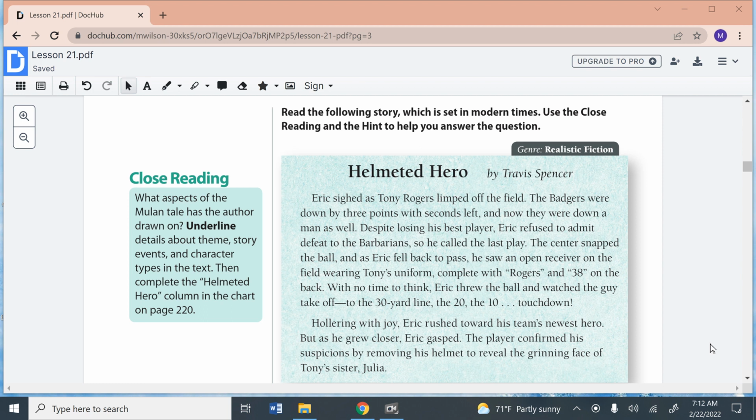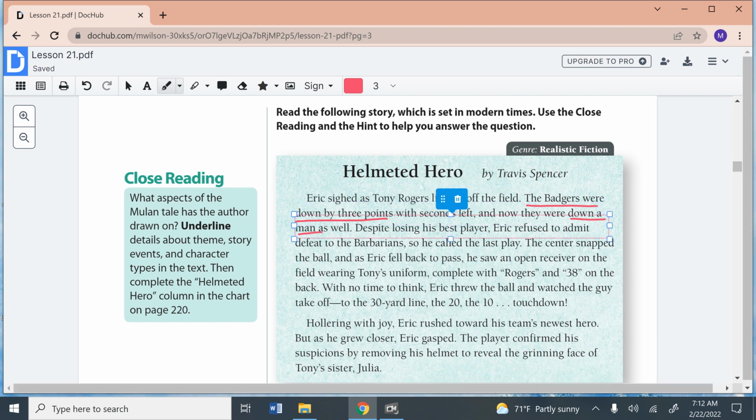So let's go ahead and do what the close reader was asking for us. Remember that the close reader wanted us to underline details about theme, story events, and character types in the text. So I'm going to take my pen tool and look for important details. In the very beginning, I see that the Badgers were down by 3 points. That is an important detail to the plot. And we also know that they were down a man as well. This is also important to the plot.